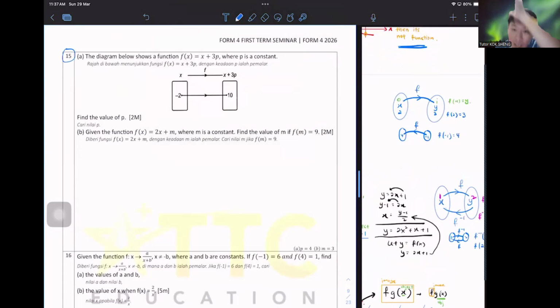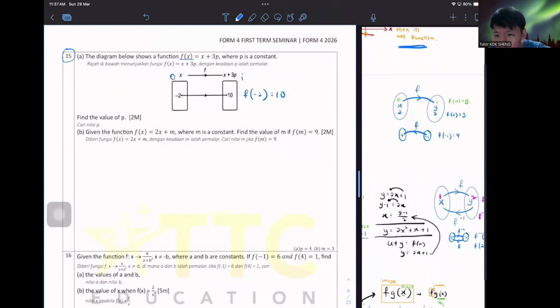Okay, 15a. The diagram below shows a function f(x) = x + 3p, where p is a constant. So you can see the direction of the arrow, left to right, object, image, which means in the diagram here you get another piece of info, f(-2) = 10. This is the info given in the diagram.